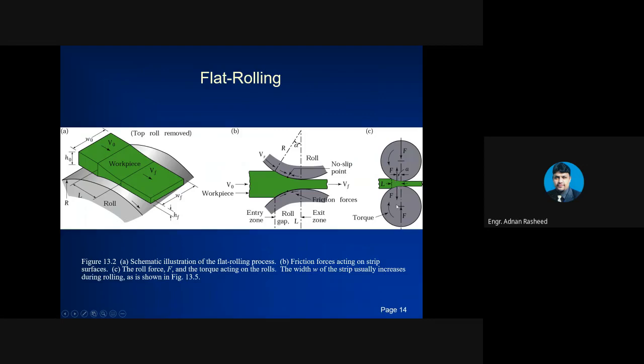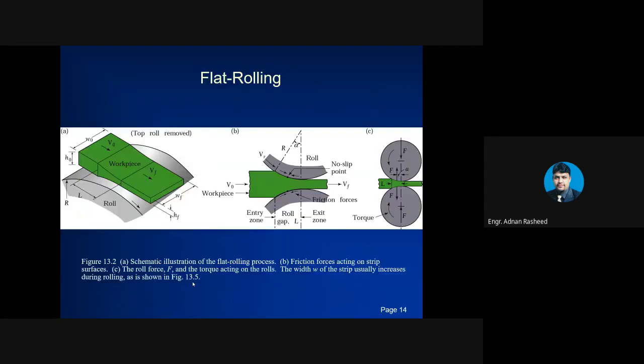on the workpiece on this side as well as on the center of the roller. So, due to this torque, the forces are exerted, or pressure is generated on these plates, which helps in the production process. So, this is a schematic illustration of the flat rolling process: friction force acting on the strip surfaces, the roller force and the torque acting on the rollers. The width W of the strip usually increases during rolling, as in figure 13.5. So width is actually increased after the rolling.